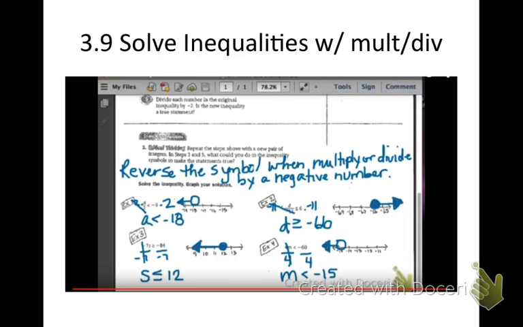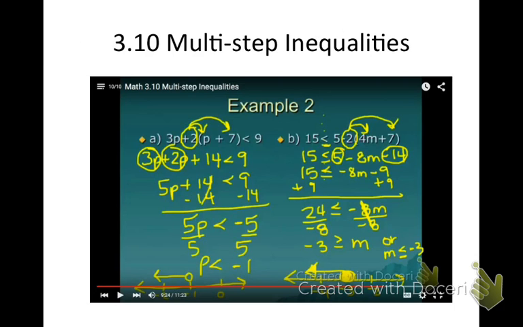So we kind of summarized it. To reverse the symbol when multiplying or dividing by a negative, we had 4 different examples. In the first example, example 1, it looks like we were multiplying by a positive, so we didn't. Example 2, we were multiplying by a negative, so we did reverse the symbol. Example 3, dividing by a negative, and we did reverse it. And in example 4, dividing by a positive, we did not. So make sure that you're very conscious of your work and practice, practice, practice.